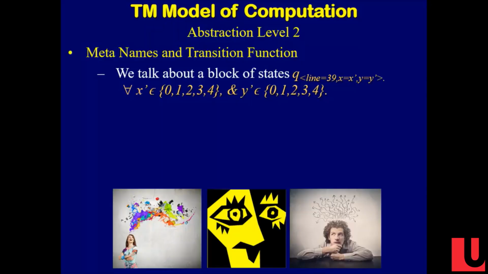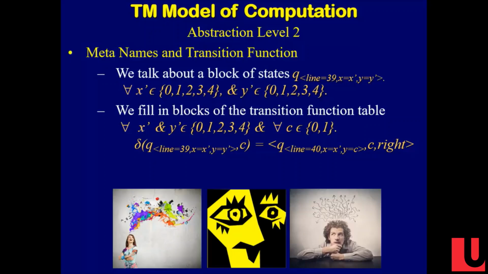Everybody following? All right. And what does that allow me to do? That allows me to fill in an entire block of the delta function in one fell swoop. I'm going to say, for every x prime and y prime and c in that range, if I'm in this state and I see a c, then I'll go over to this state. And I just filled in 5 times 5 times 2. I just filled in 50 lines of the table.